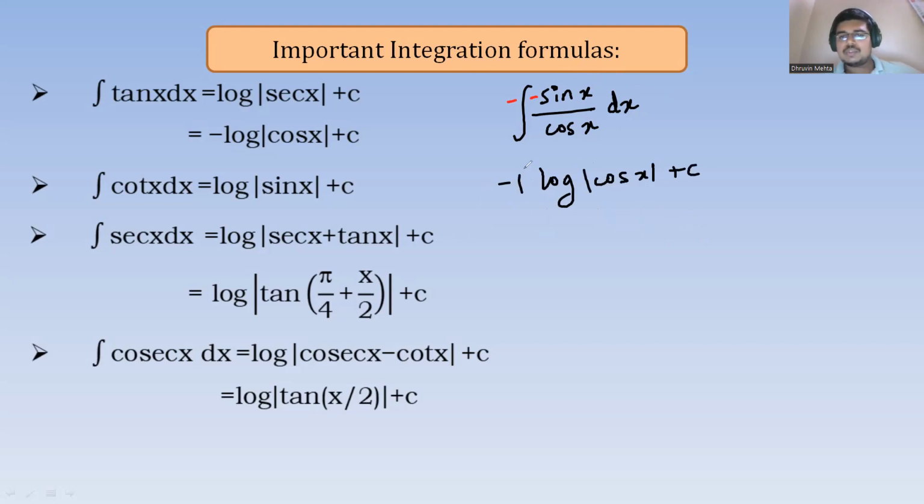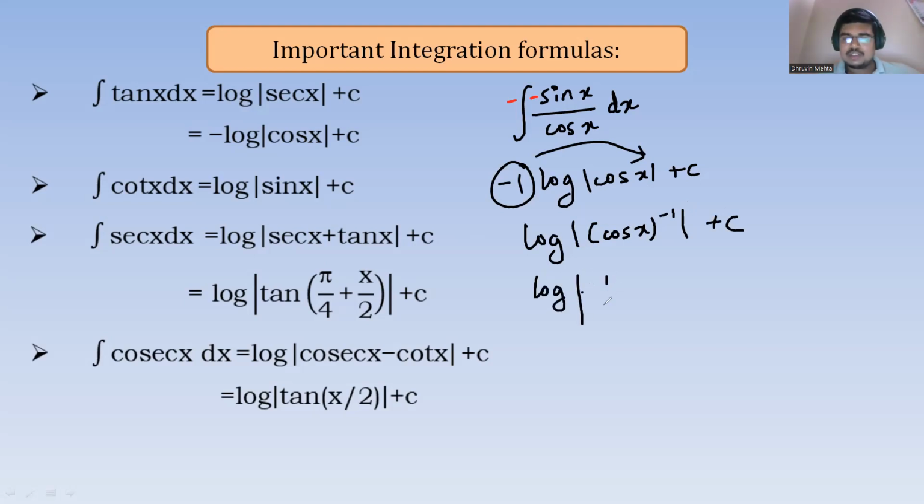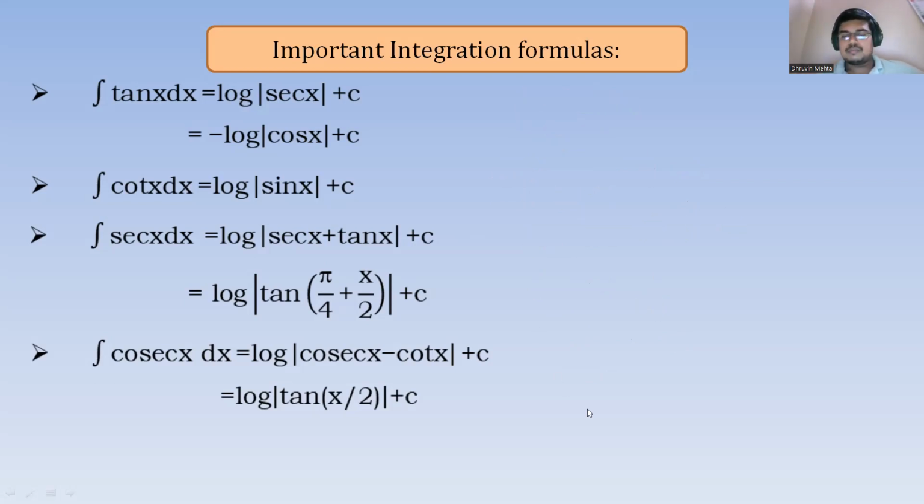When we take this minus 1 in the power, I hope you remember that log property, guys. This will be cos x raised to minus 1. What is cos x raised to minus 1? 1 by cos x, which is sec x. So that's the formula. That's how this formula comes into the picture. Okay? So just make this list. You have to learn these formulas, and then we'll take the next set of formulas which you have to learn.